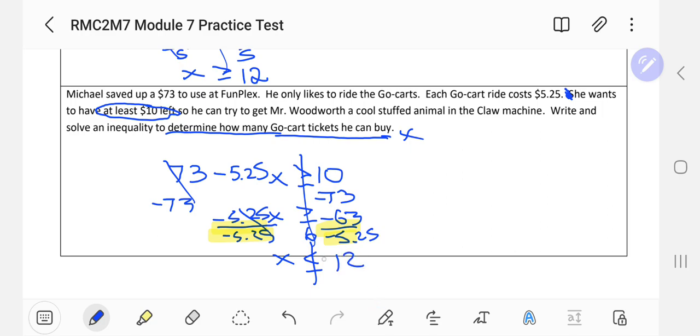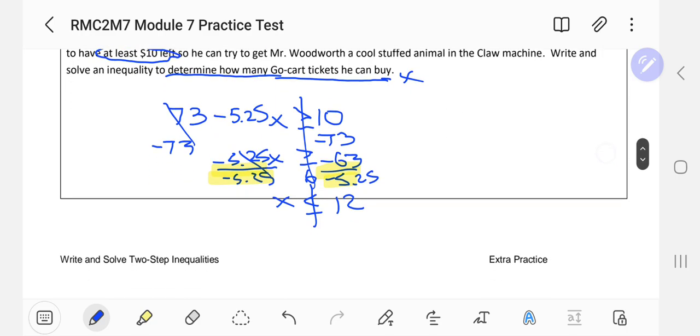So what is that? To have enough money for Mr. Woodworth's gift, he's going to need to do 12 or fewer rides on the go-kart. So X is less than or equal to 12, and X represented the number of go-kart tickets he could buy. So he needs to buy less than or equal to, or no more than, 12. A maximum of 12 rides.